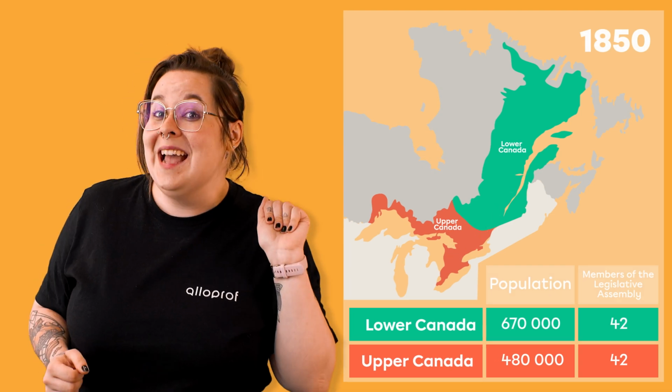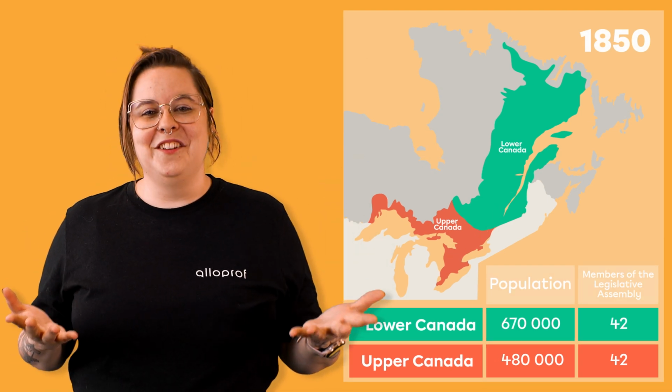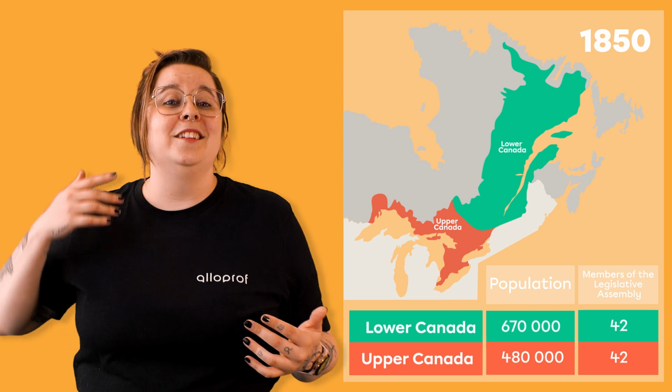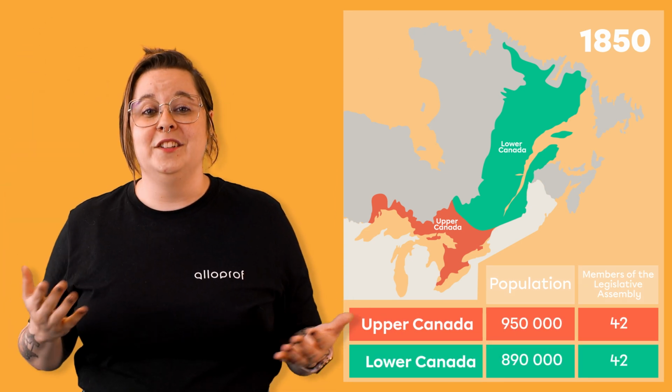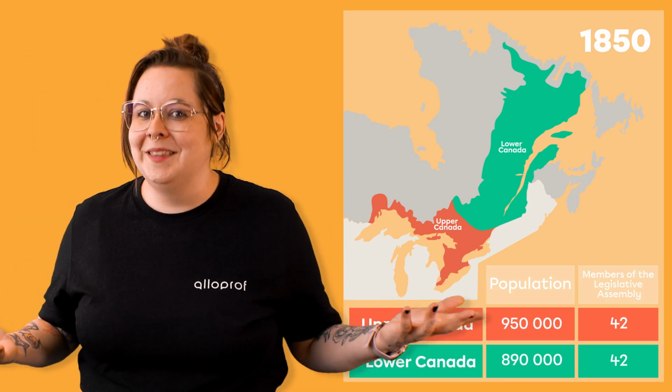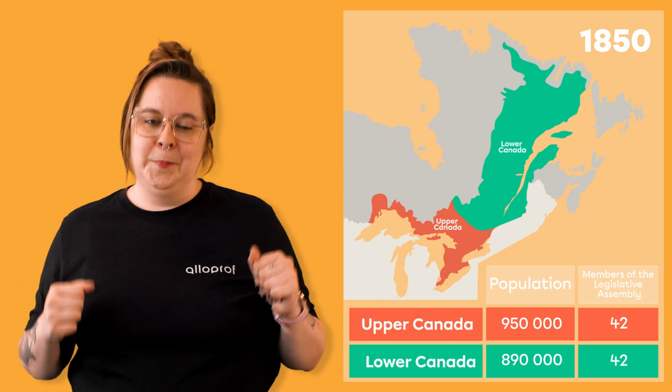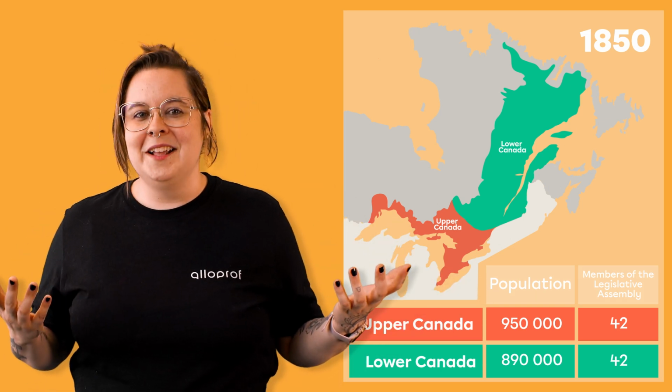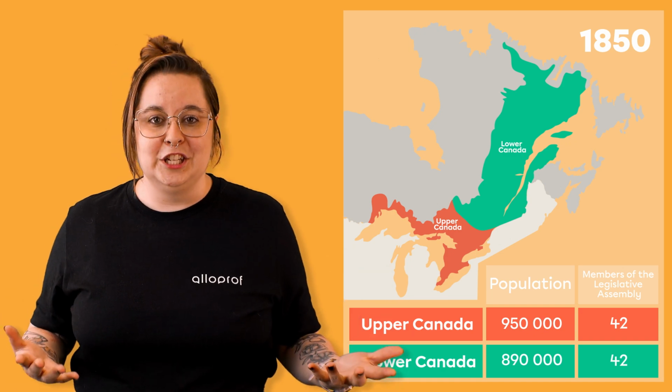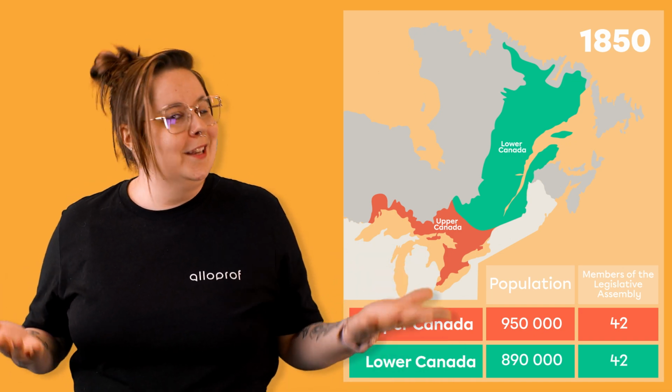But, surprise! Early in the 1850s, the population in Upper Canada grew larger than the population in Lower Canada. So, guess what happened next? Yup. Now Upper Canada wanted to implement proportional representation, and Lower Canada was against it.